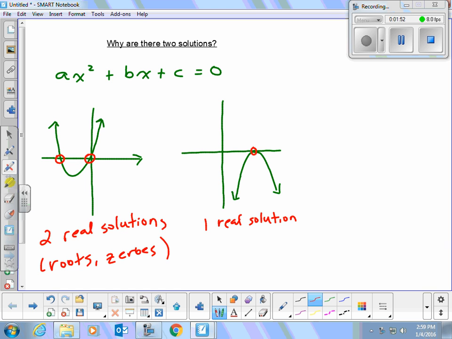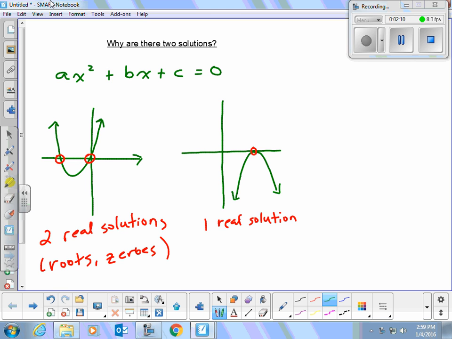And I'm using real there in the mathematical term, as in real number solutions. It might not be a pretty number, it might not be a whole number or a nice fraction, it might be an irrational number, for instance, but it's still a real number root.